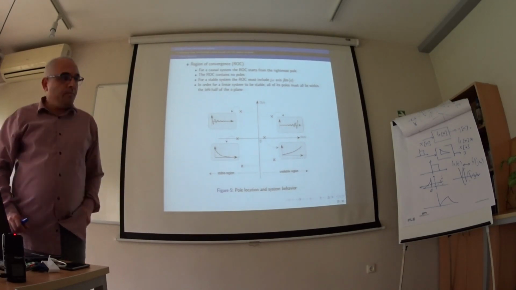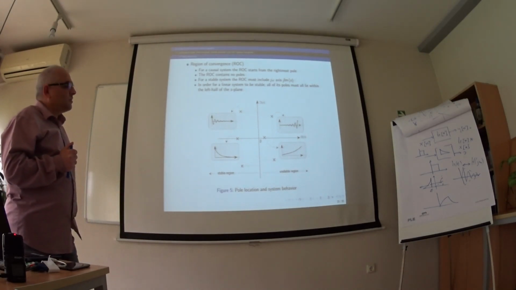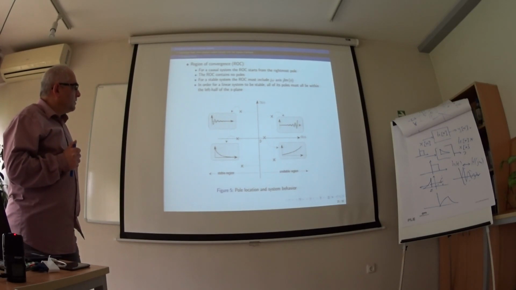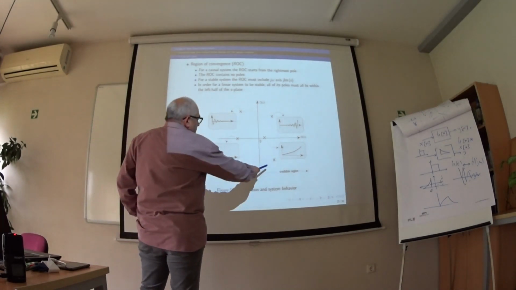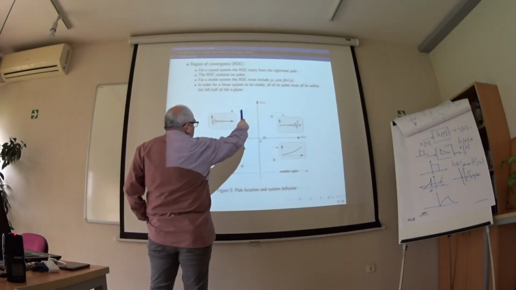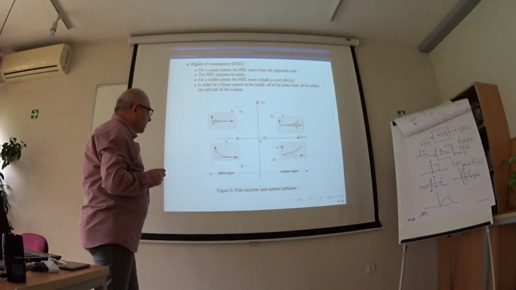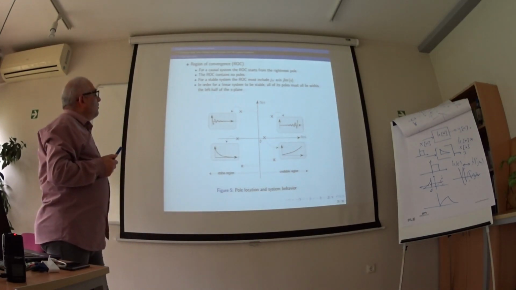The Laplace transform has a region of convergence. This is the region where the Laplace transform is not infinity. Here is an example of a system with poles. Here, and here, and here we have poles. For a causal system, the region of convergence starts from the rightmost pole.